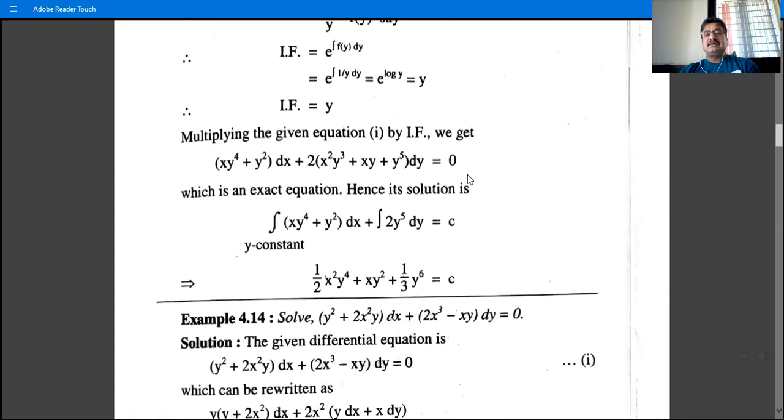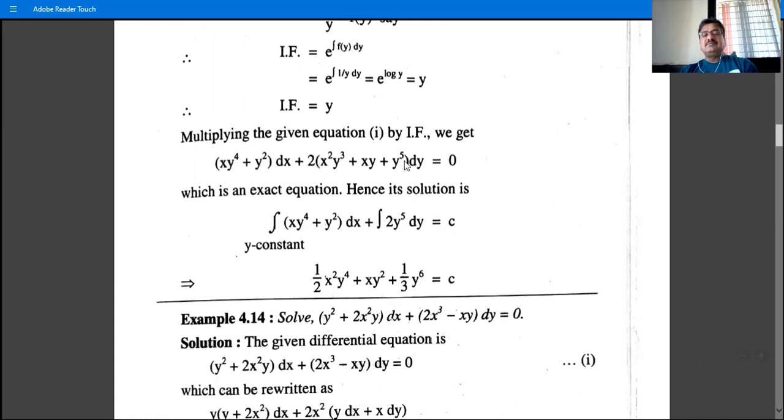So this is the exact differential equation, and hence its solution is: integration of M dx plus the terms in N independent of x dy is equal to 0. So this is the integral of (x y^4 plus y^2) as M dx, plus the terms in N independent of x. There are three terms: x^2 y^3, this x y, and this y^5, multiplied by 2.